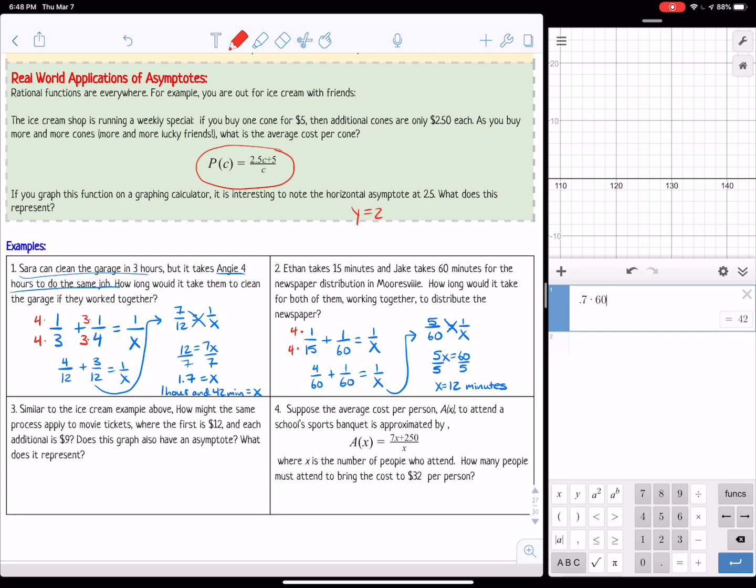So that's y equals 2.5, and that would represent the cost that each cone, like the average cost, is approaching: $2.50. So average cost per cone approaches $2.50 because you divide the cost of that initial cone with each person that buys another cone. So like the $5 gets broken up. The more people that buy a cone, the more of that gets distributed among those people, so your average cost per cone would approach the cheaper amount, which is $2.50.